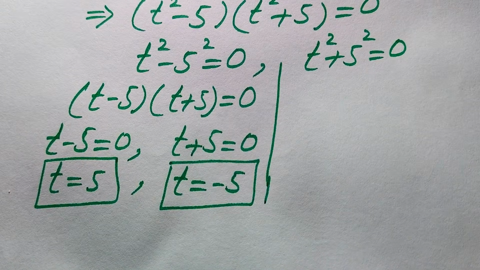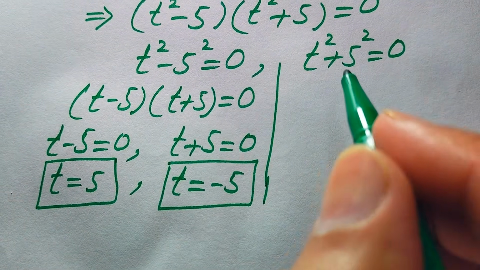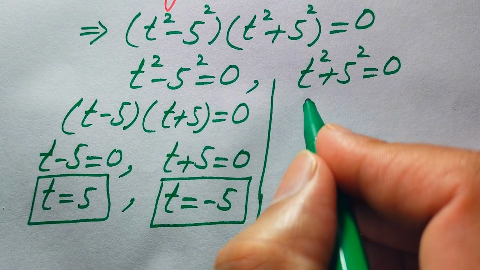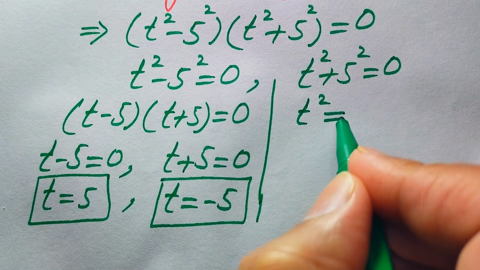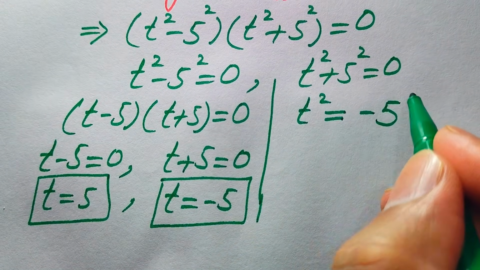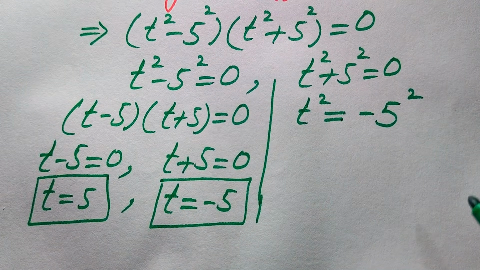So these are the two roots which we get here, and now in order to find the other roots we need to solve the second case. So here we move plus 5 square to the right hand side and it will be written as t square is equal to minus 5 square. And here our target is to find the values of t.